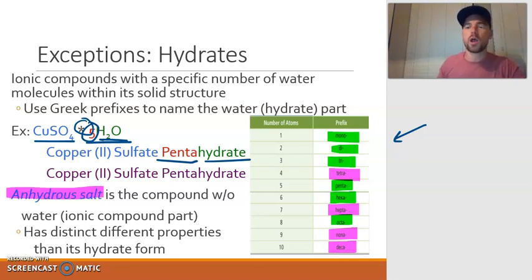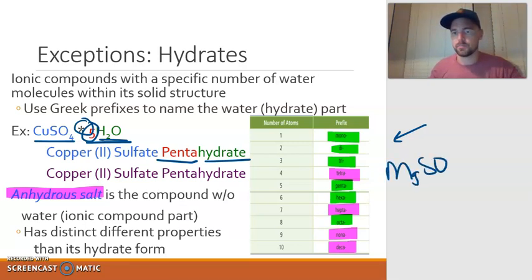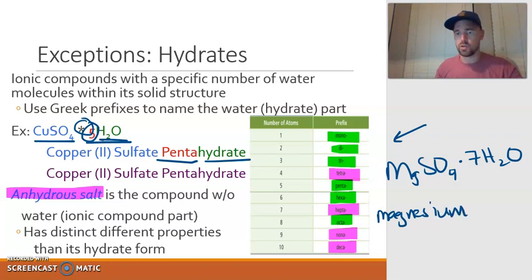So let's just do one other example. What if I asked you to name this? Alright. First, name the ionic compound how we normally would. That would be magnesium sulfate. Then, indicate how many waters you have. 7 is the prefix hepta. And then instead of saying water, we would say heptahydrate.